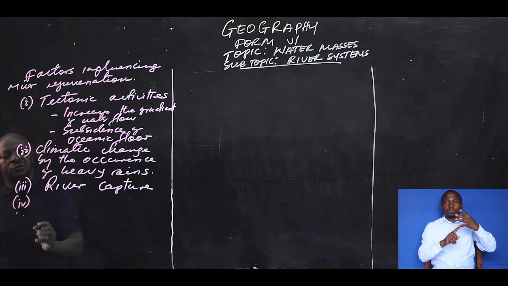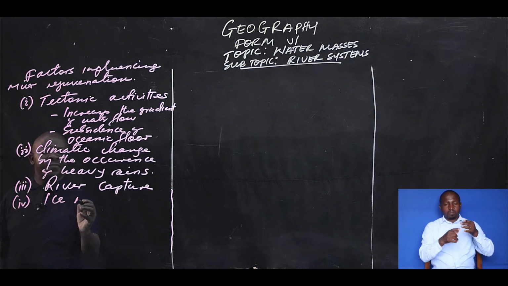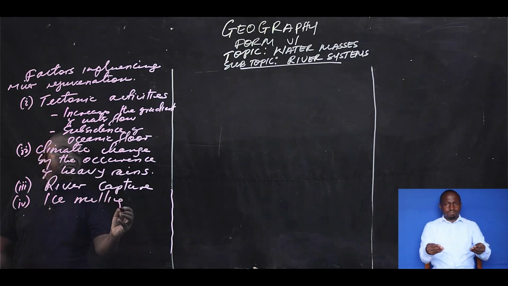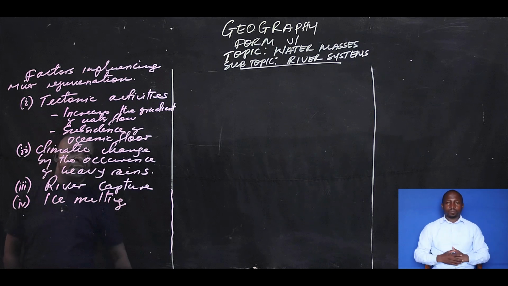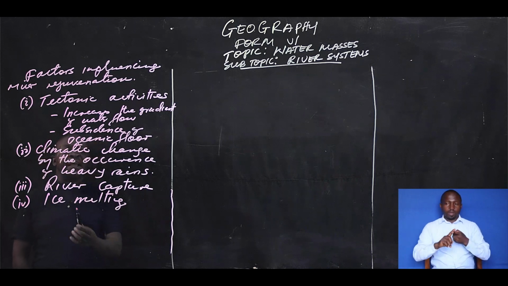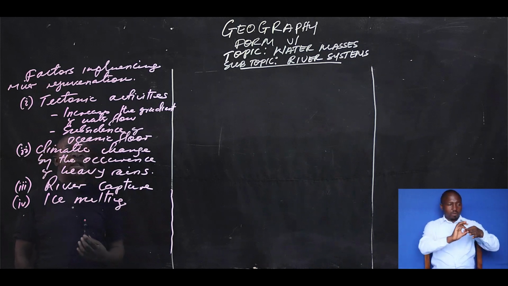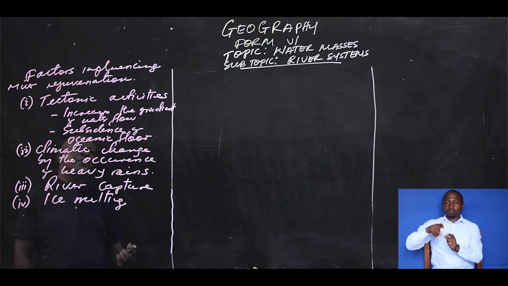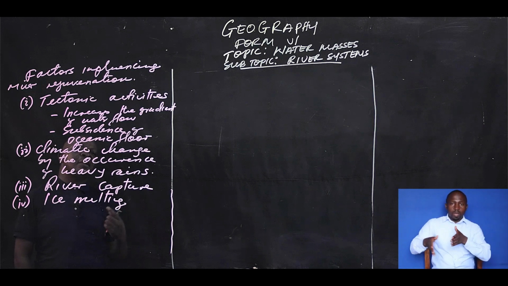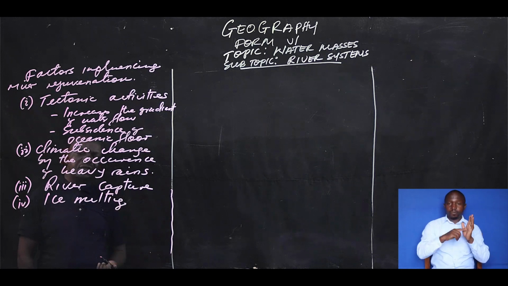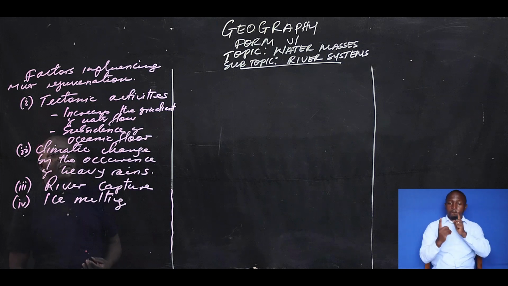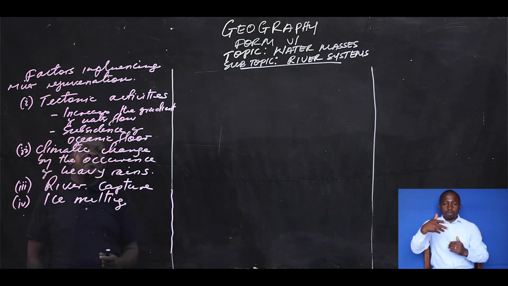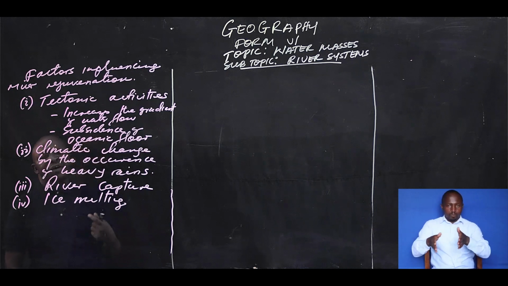Four, ice melting. This, like river capture and climatic change, also increases the volume of water in the river system. It means it influences river rejuvenation by increasing the volume of water in the river system.